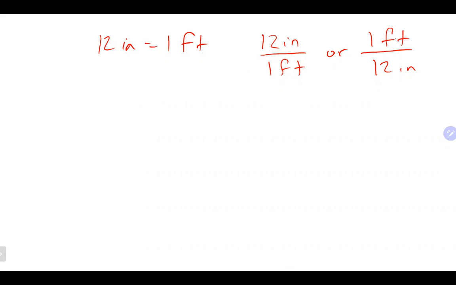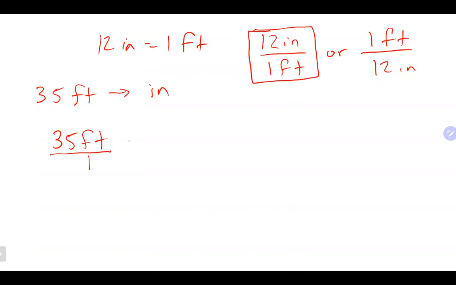So again, if we started with 35 feet and we wanted to know how many inches that is, we would start with our 35 feet. And as we talked about last time, although it's not written as a fraction, it is considered really over 1, which tells us the feet unit is up on top and we want to get rid of the feet unit. So we would want to use a conversion factor here on the left to do so. And if we do that, we would put the 1 foot on the bottom, 12 inches on top.